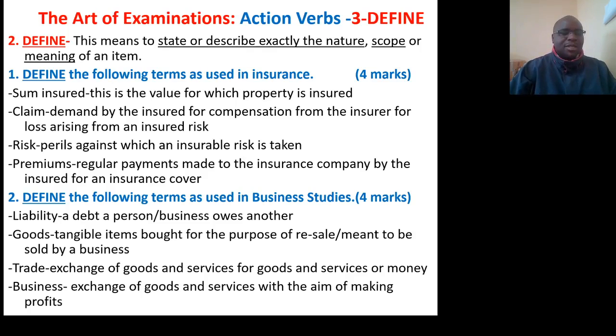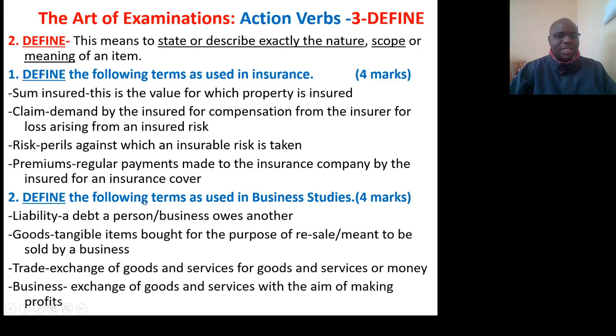Action verb 2. Define. This means to state or describe exactly the nature, scope, or meaning of an item. Number 1. Define the following terms as used in insurance. Sum insured. This is the value for which property is insured. Claim. Demand by the insured for compensation from the insurer for loss arising from an insured risk. Risk. Perils against which an insurable risk is taken. Premiums. Regular payments made to the insurance company by the insured for an insurance cover.